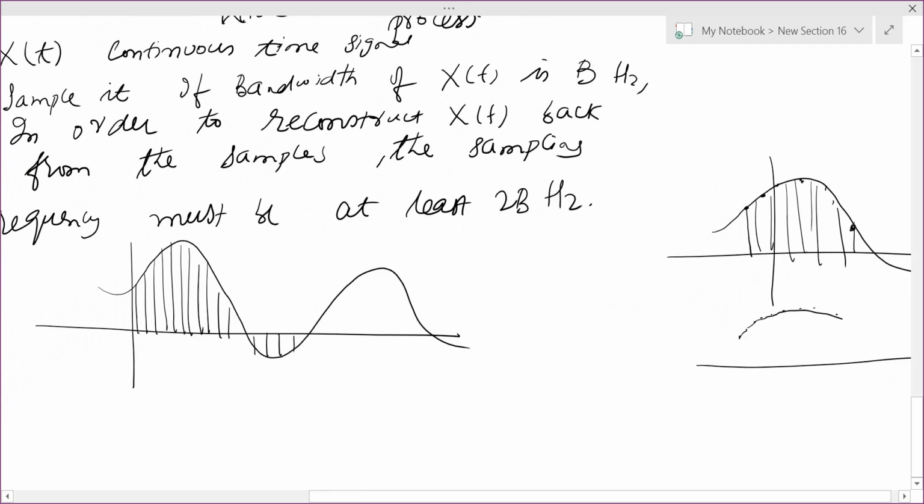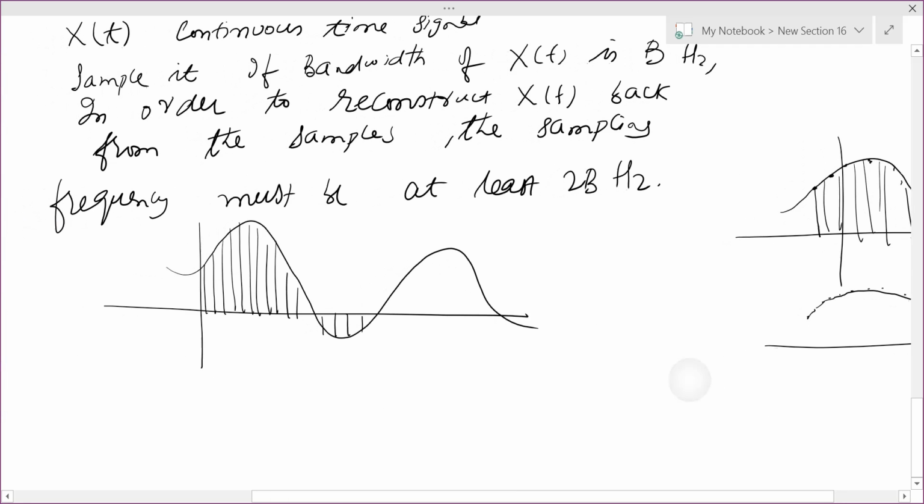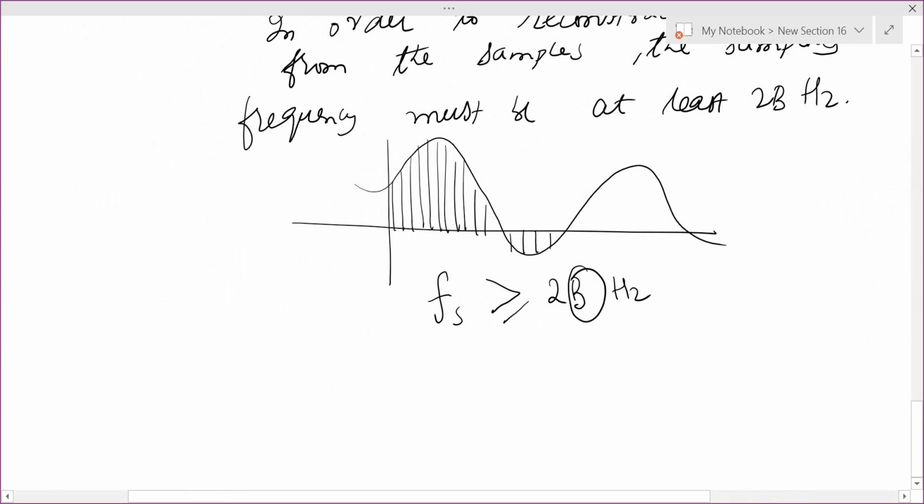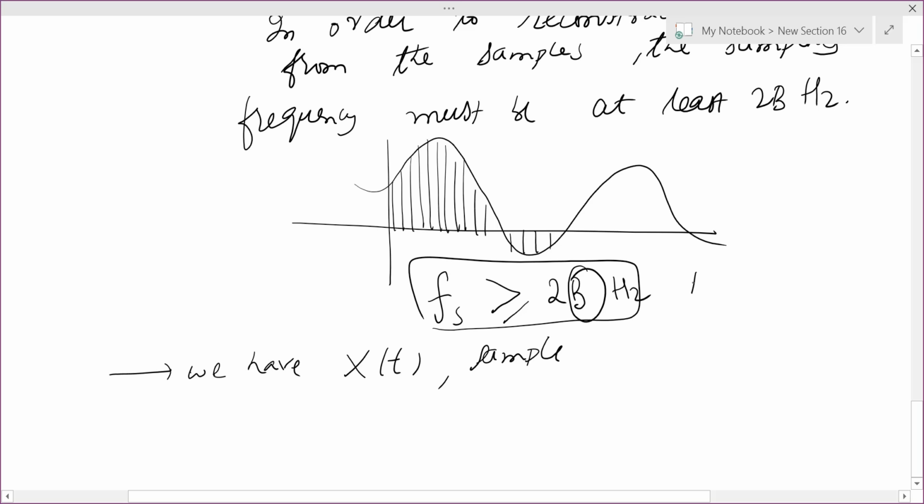Then what is the minimum number of samples you need to take? That is called the sampling rate, fs. That should be at least 2B hertz, where B is the bandwidth of the original signal. This result will be proved later on. Right now you take this result as it is. Now see, we have the continuous process x of t, we sample it. So let's sample it at exactly 2B hertz, which is called the Nyquist sampling rate.